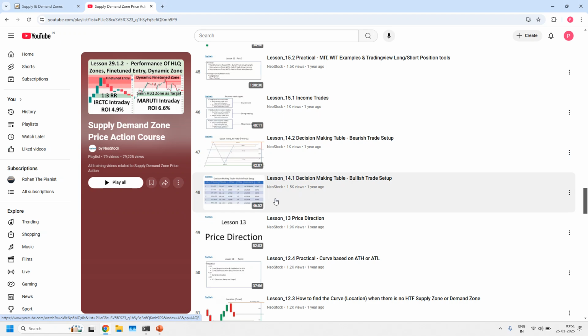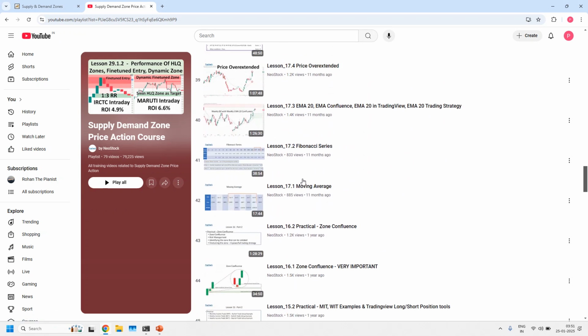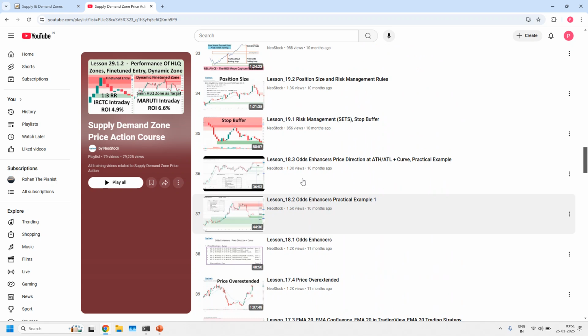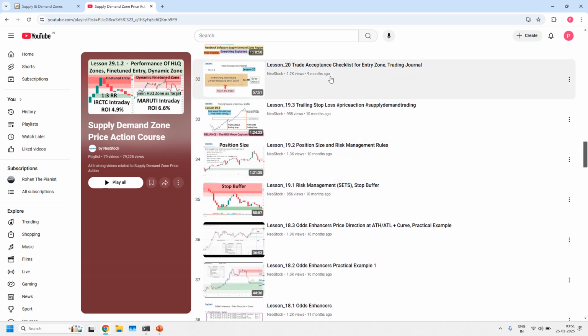Also, apart from completing your training lessons until lesson 20, the last lesson is the end of the phase 2 training program. By completing lesson 20, you will be in a position to make use of bullish and bearish trade setups for different income trades like monthly income trade, weekly income trade, daily income trade or hourly income trade. You can make use of those concepts and you can plan your trades.